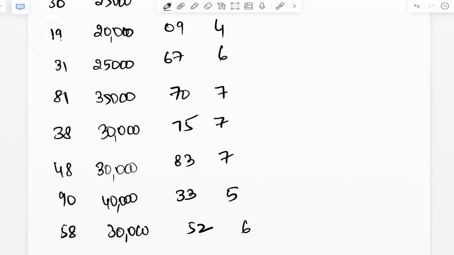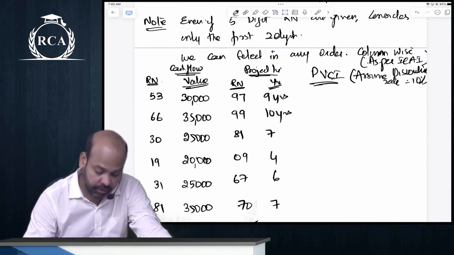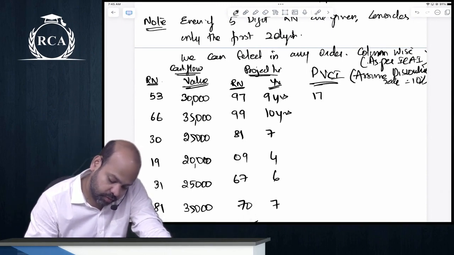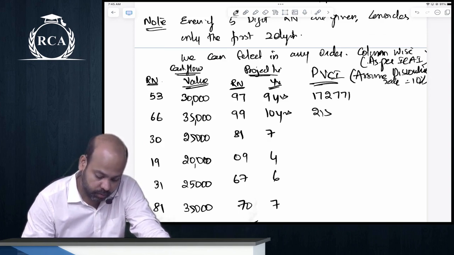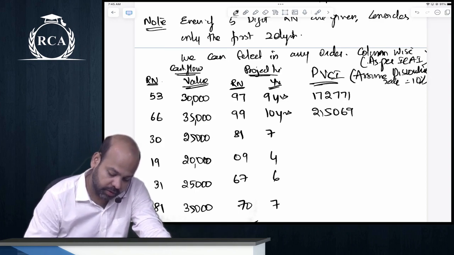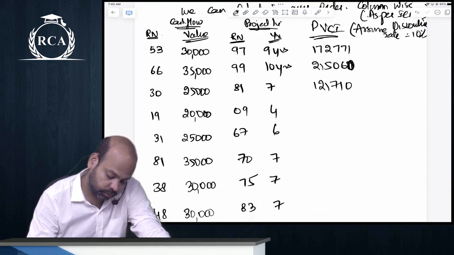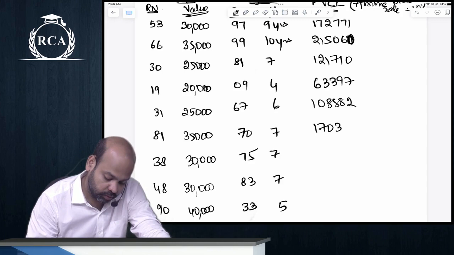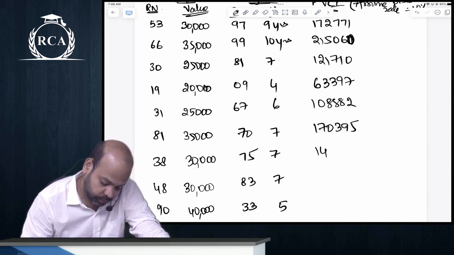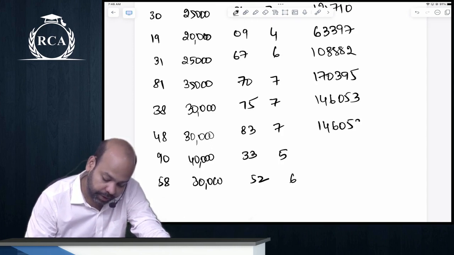Yes, guys. What is the present value of cash inflows beta in the first case? 172771... 60. Next. 121710... 9. Huh? 108882... 395. 146053.